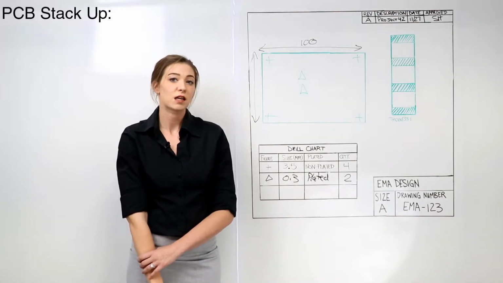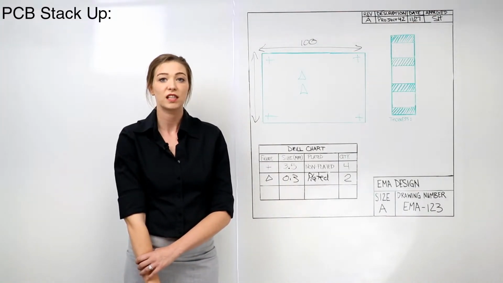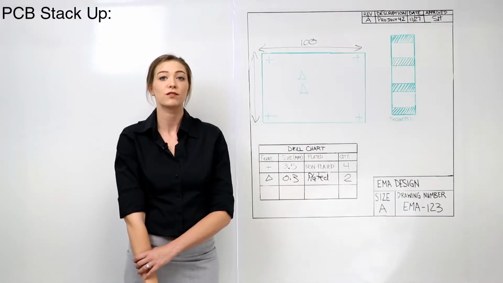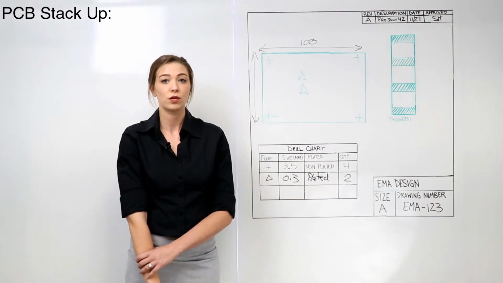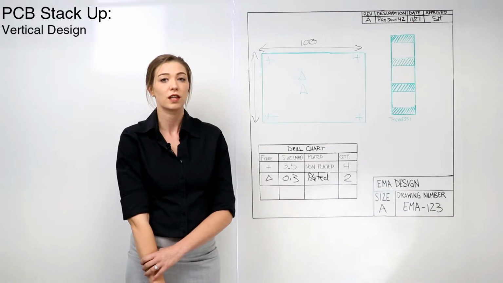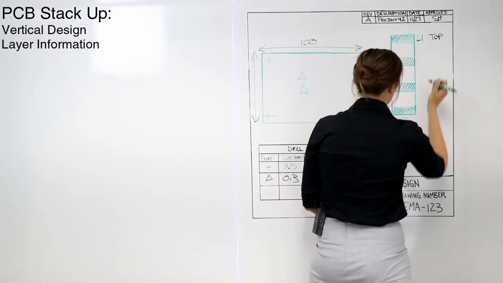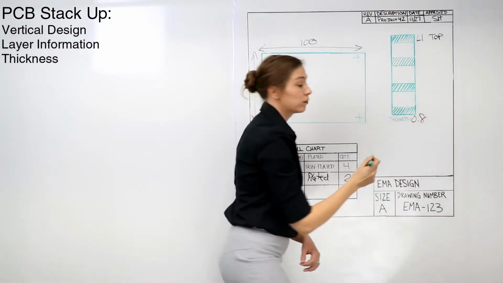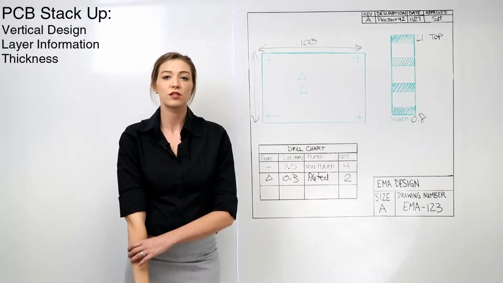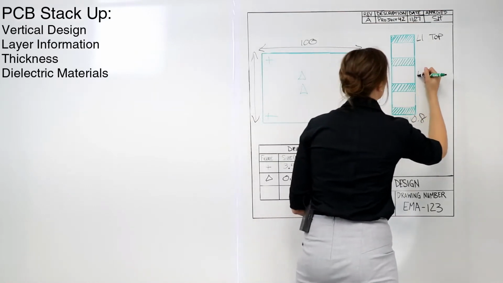Next is the PCB stackup detail. The stackup detail provides vital information for calculating the cost of your PCB. It should show a view of the vertical design intent, including layer info and thickness. It should also include information on the dielectric material.